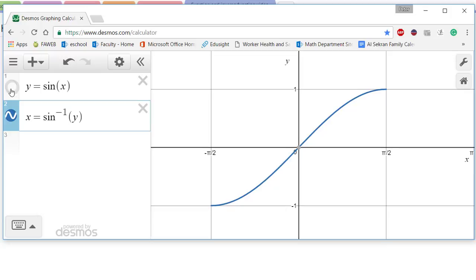But notice that we haven't flipped the graph across the diagonal line y equals x, which you used to do in MCR3U, the functions course. We could do that, but it seems to me that there's no need to do that. So we can still just use this same graph here, the blue graph showing now, to find values of inverse sine, if we want to.